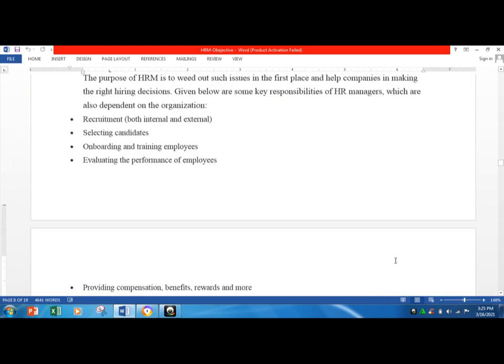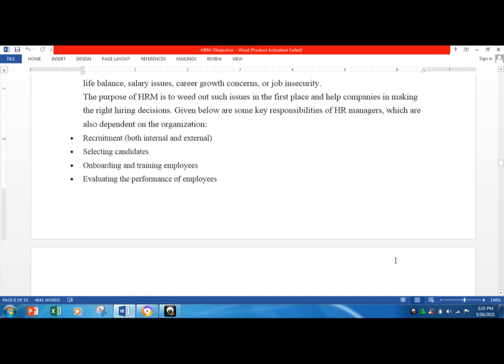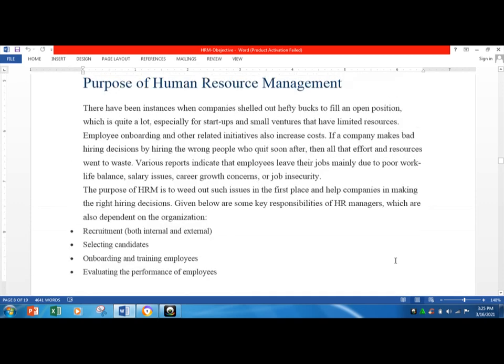Okay? So, here, as you can see in my slides, there have been instances when companies shelled out hefty bucks to fill an open position, which is quite a lot, especially for startups and small ventures that have limited resources. Employee onboarding and other related activities also increase costs. So if a company makes bad hiring decisions by hiring the wrong people who quit soon after, then all that effort and resources went to waste.